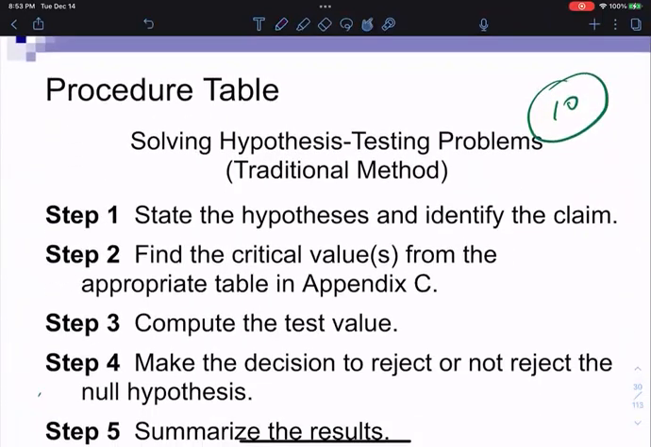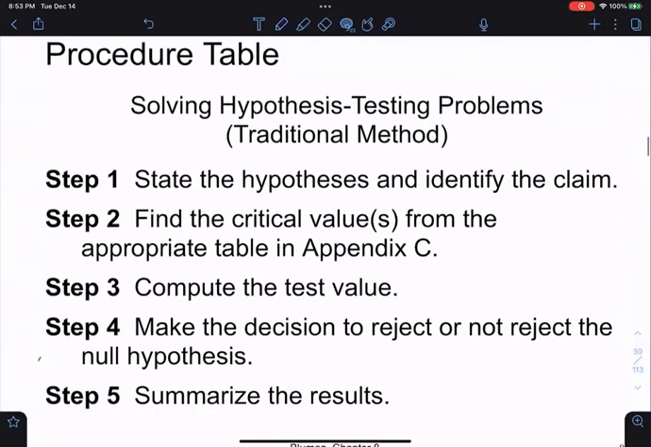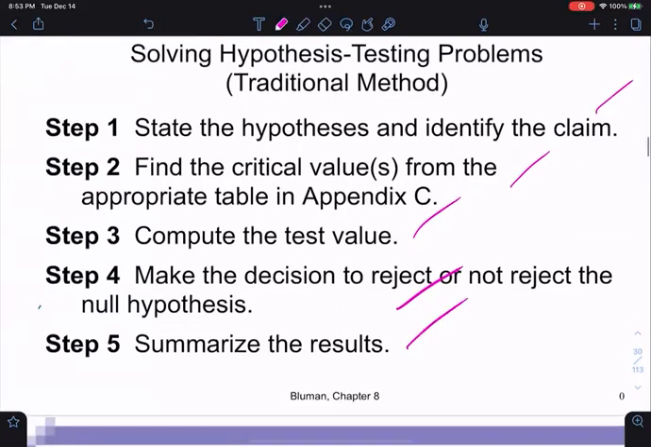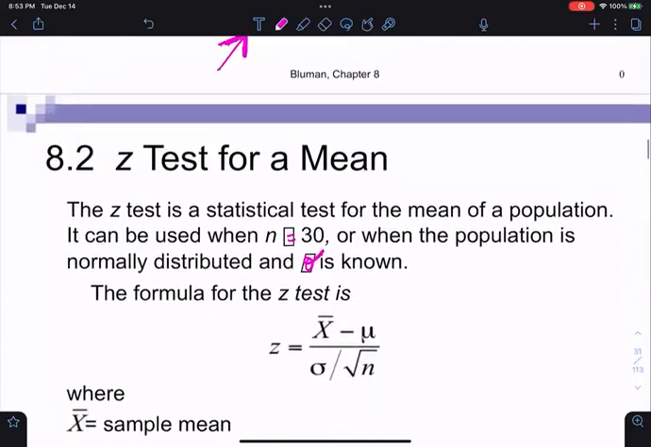Okay, so now we're going to talk about this procedure, the traditional method. You need to state your hypothesis, find the critical value, compute the test value, make the decision to reject or not to reject, and summarize your results. This is very important, so make sure that you state at the end what all these numbers and all this calculation mean.